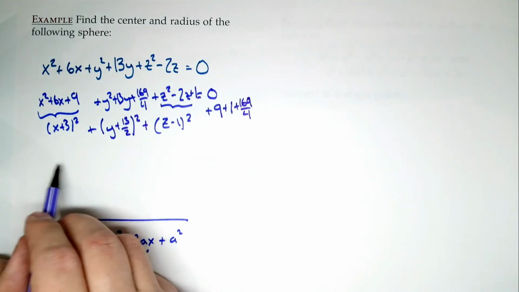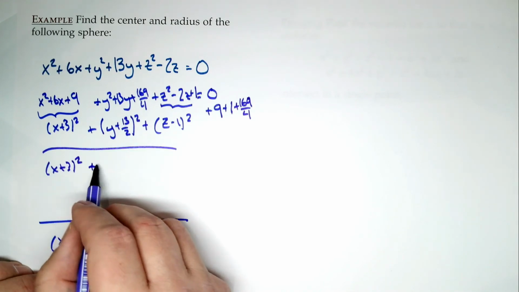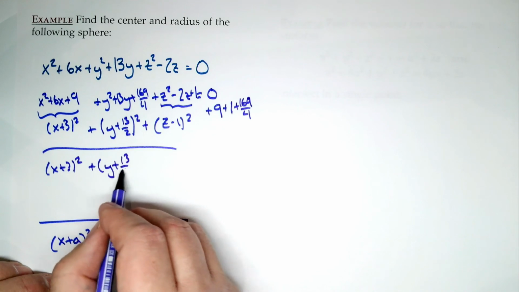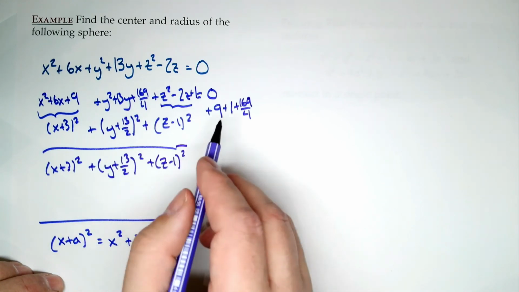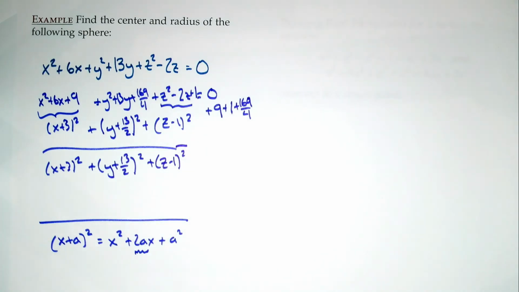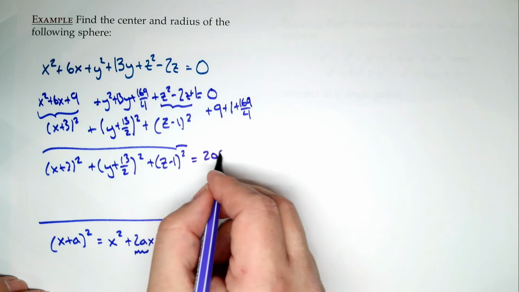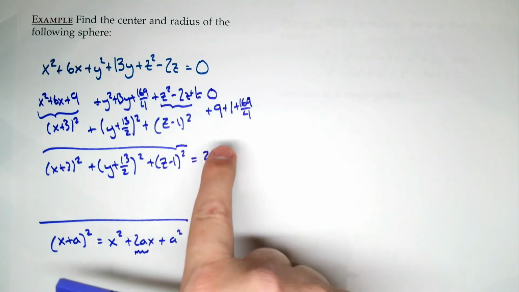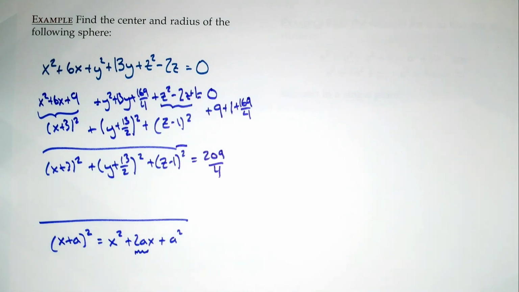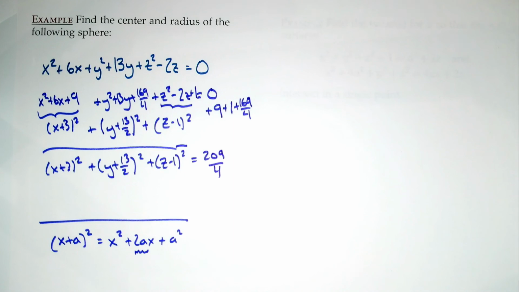Now, if we clean this up a little bit, you get (x plus 3) squared plus (y plus 13 halves) squared plus (z minus 1) squared equals 9 plus 1 plus 169/4, which we can also write as 209/4. Now, you might say, that seems really fast. 9 plus 1 turned out to be nice. It turned out to be 10. 10 is also 40/4. And 169 plus 40 is 209.